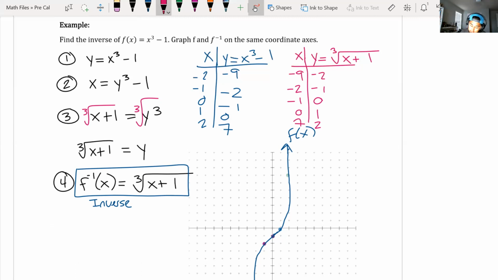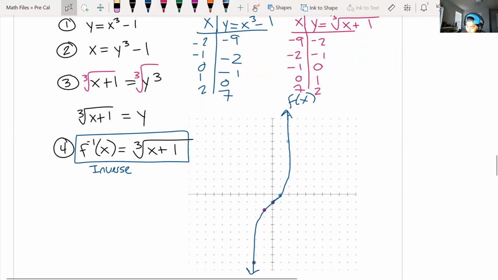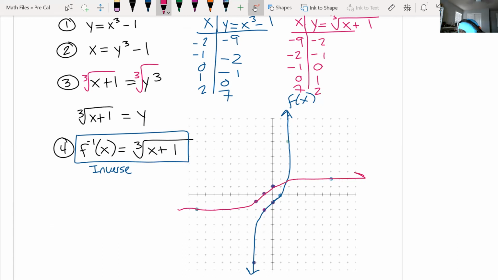Which means let's go ahead and graph that one. -9, -2; -2, -1; -1, 0; 0, 1; and 7, 2. And here is our inverse function. There we go. And there's the inverse function.